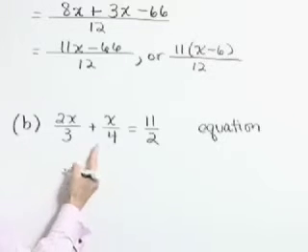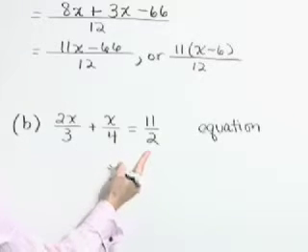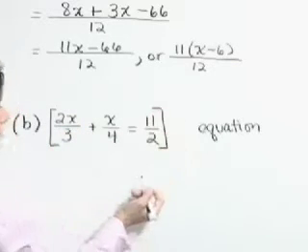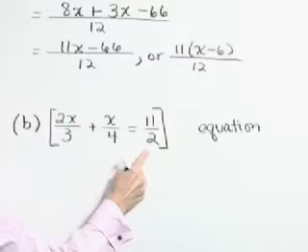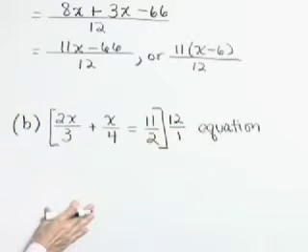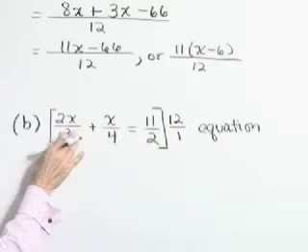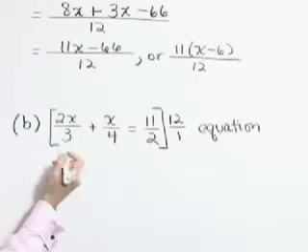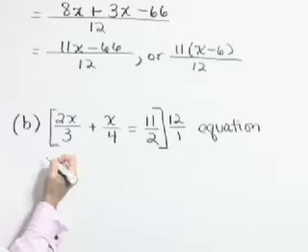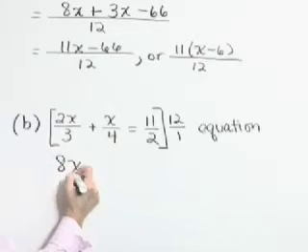Let's start by getting rid of fractions here. So we can actually multiply both sides of this equation through by a lowest common denominator of 12 and get rid of those fractions. 12 times 2x over 3. The 3 cancels into 12 4 times, and 4 times 2x is 8x.